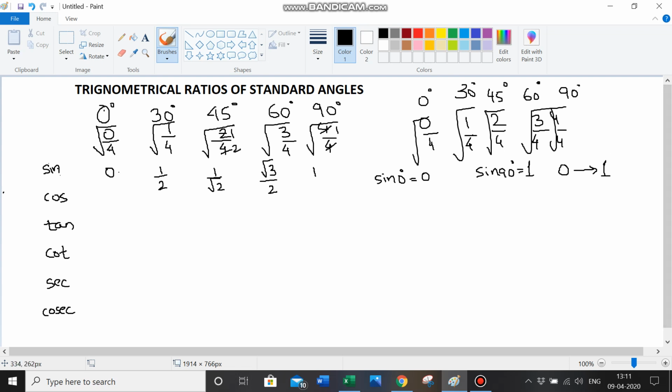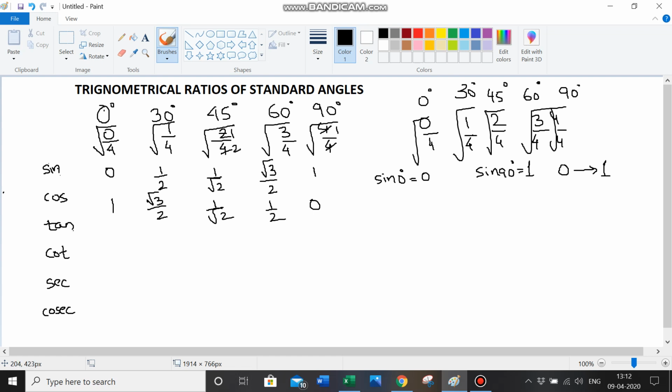Let's look at cos. For writing the cos, I will just reverse this value. So here it is 0, half, 1 by root 2, root 3 by 2 and 1. Now I'll rewrite it in the reverse order. So it will be 1, next is root 3 by 2, next is 1 by root 2, next is half, and next is 0. So to write cos, you just reverse the value.